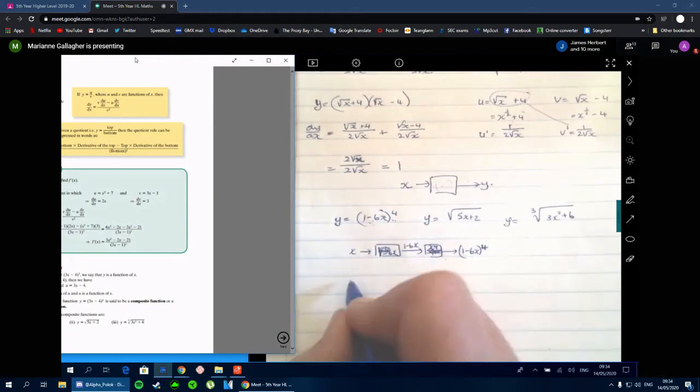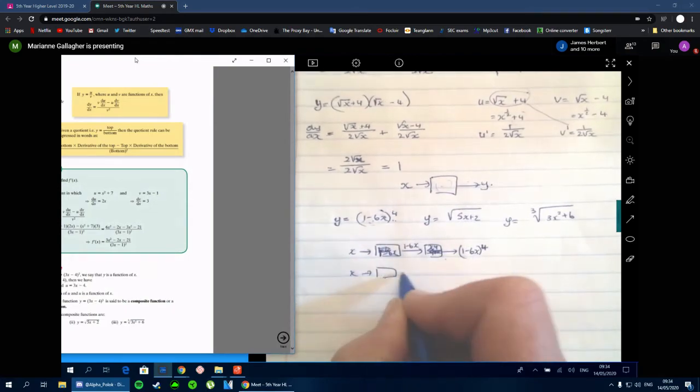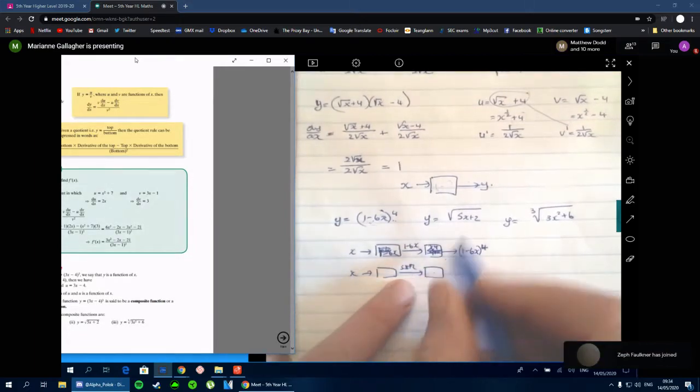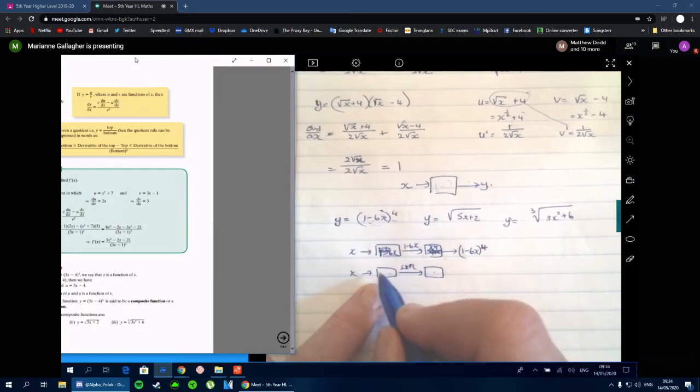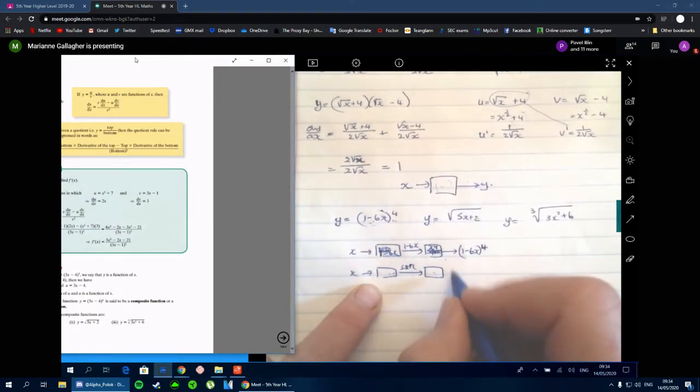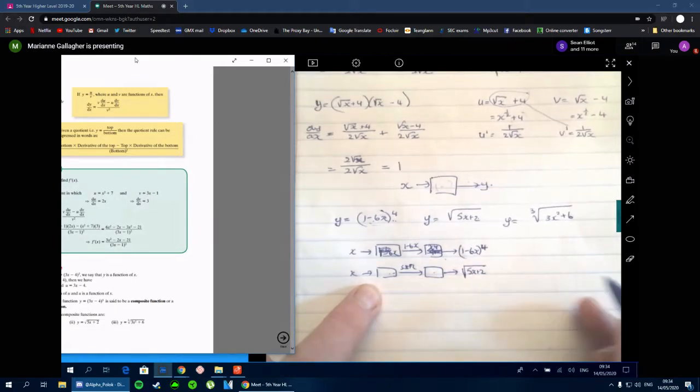This one, you would start with x, you go into your first box, and you come out with 5x plus 2. And then you go through your second box. So the input to the second box is the output from the first one. So this is your first function is 5x plus 2. Your second function is square root. So you come out with the square root of 5x plus 2.